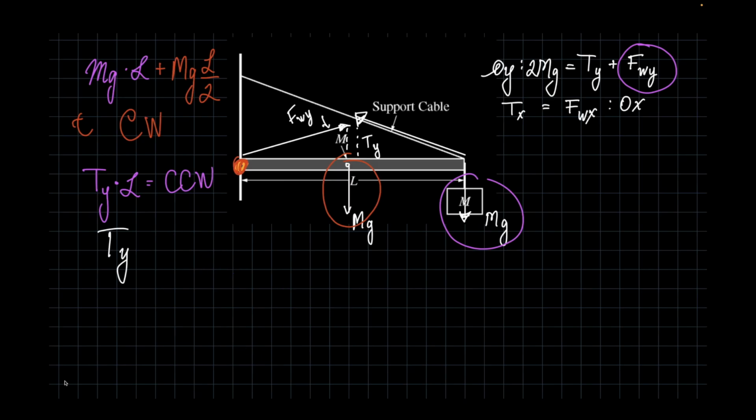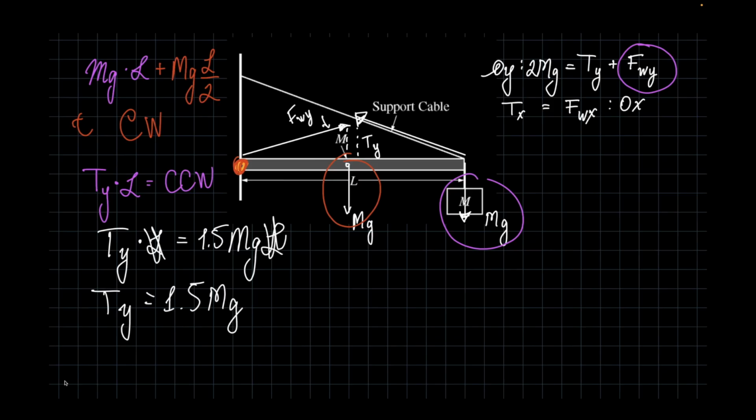So tension Y times L should be equal to 1.5 mgL. So L goes away. Ty is now 1.5 mg. Then the vertical force from the wall is just half of mg. That is our base. So for the options that they offer us, leaving it as is, the force of the wall vertical is going to be 0.5 mg.